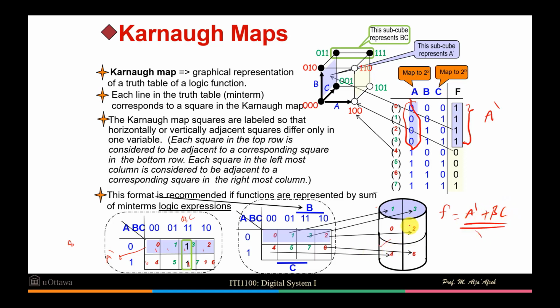Okay? And as a matter of fact, guys, this rectangular Karnaugh map is actually what? A cylinder. That's why I was able to group 1 and 3 here. Look at this. All of them, 0, 1, 3, and 2, can be grouped. Okay? Can be looped. Okay, guys?